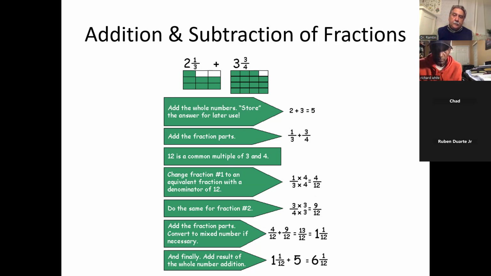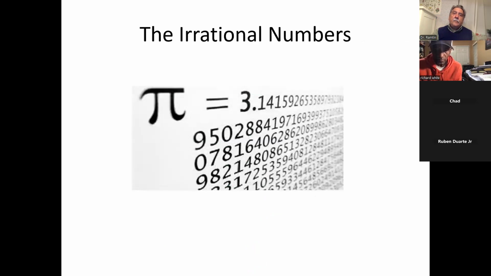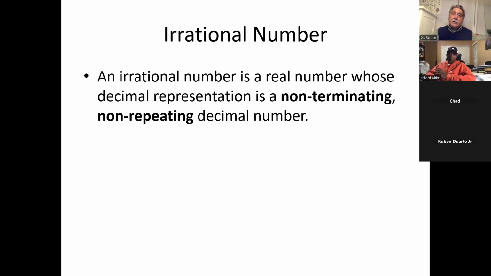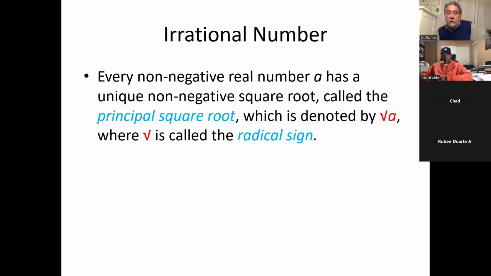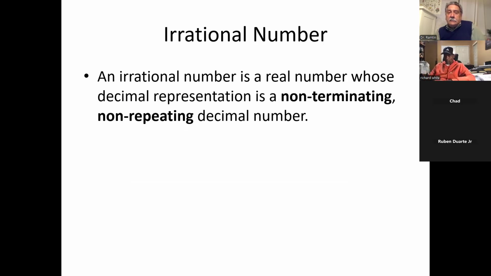All right. So let's keep moving. Irrational numbers are decimal numbers that just continue, like pi is the famous one, and they are not repeating. An irrational number is a real number whose decimal representation is non-terminating, it doesn't finish, and non-repeating. Every non-negative real number A has a unique non-negative square root, okay, so that's the irrational number.